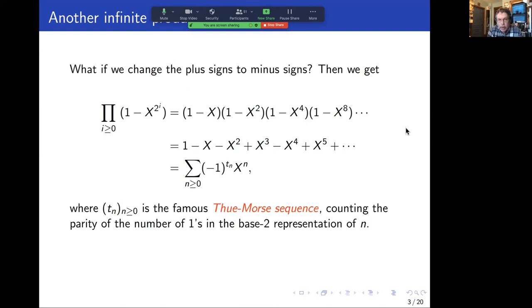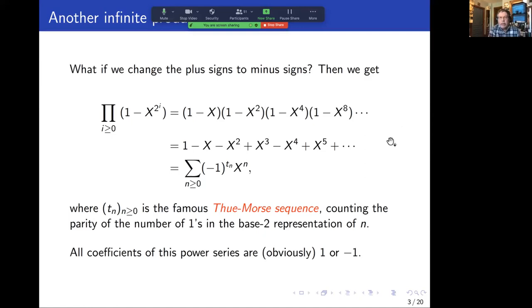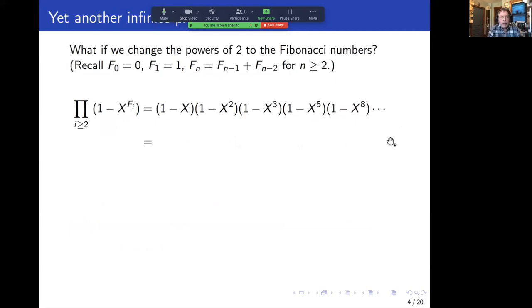So here it occurs as minus 1 to the t_n, where t_n is the parity of the number of ones in the base 2 representation of n. Because it's minus 1 to the t_n, all the coefficients of this power series are either 1 or minus 1. Before they were all 1, and now they're all 1 and minus 1. Okay, well, then we might try another variation.